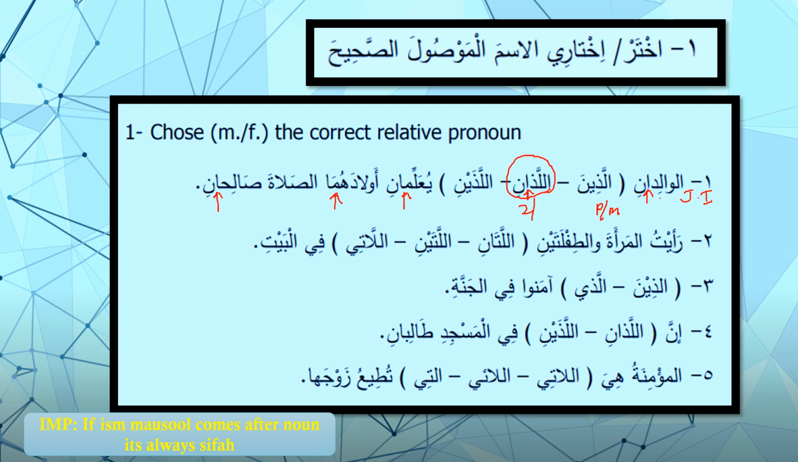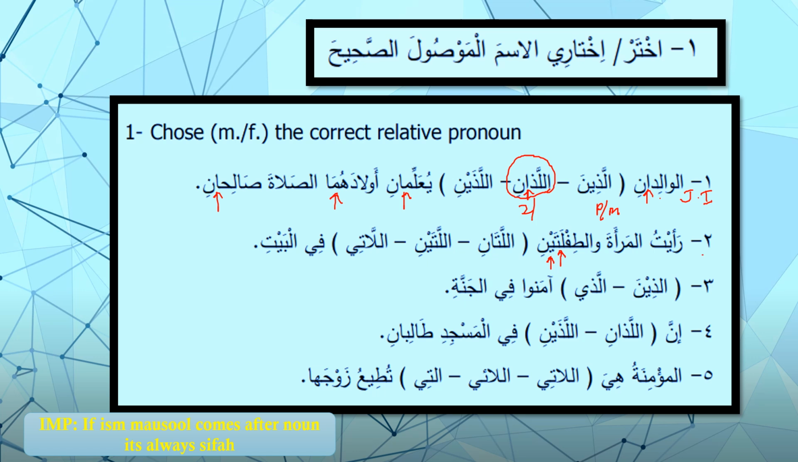رأيت المرأة والطفلتين. Tiflataini, there is a ta here, sign of femininity. So that means we are talking about two female children. Aini, the ya with the sukun. I saw the woman and the two girl children.